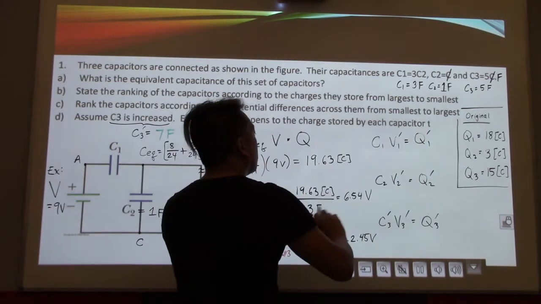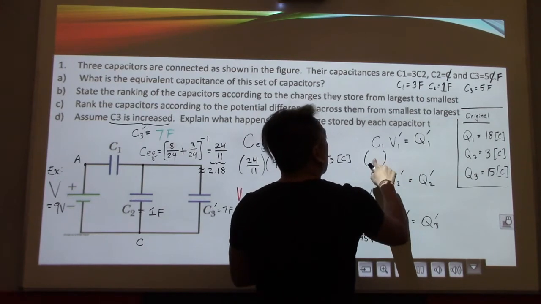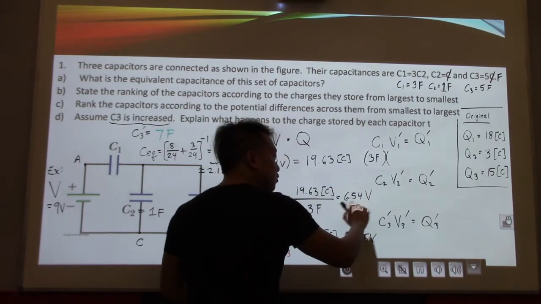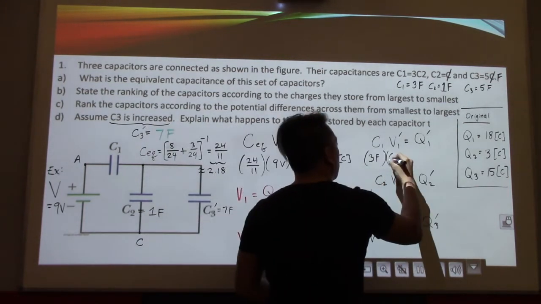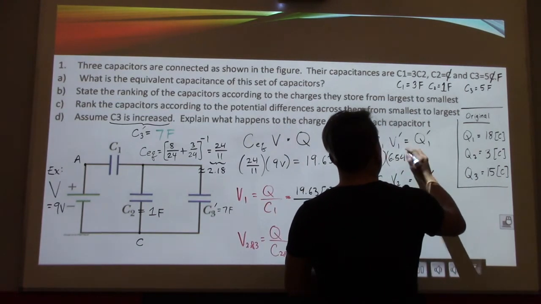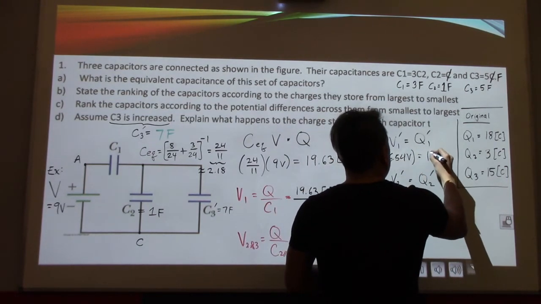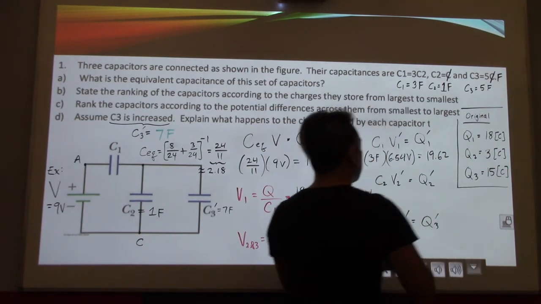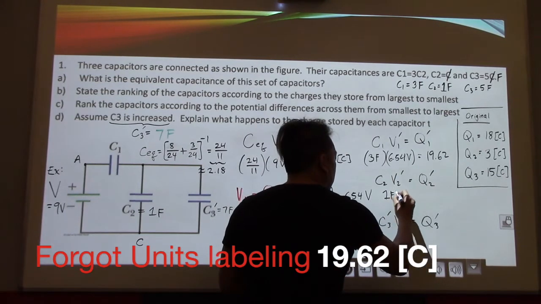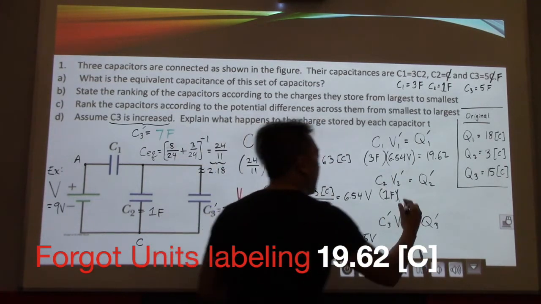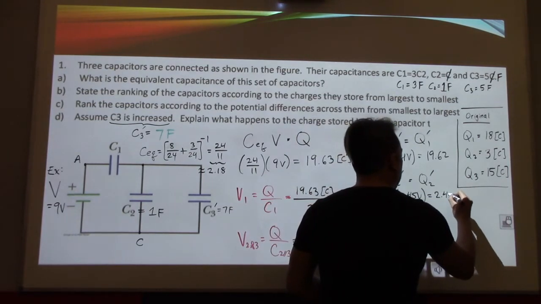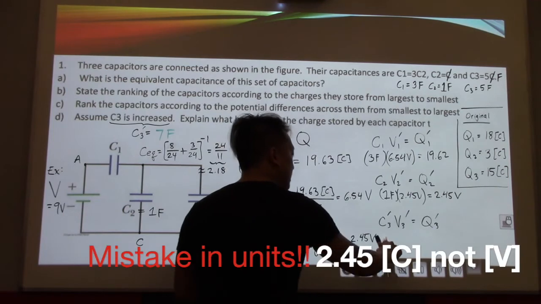We're going to plug them in here. So, this one, its capacitance was 3 farads times the voltage, this new voltage across that capacitor, 6.54. What's that number going to be? 19.62. Next one, capacitance of 2 was 1 farad times the voltage, 2.45. That's easy. That's 2.45. And then lastly, C3.